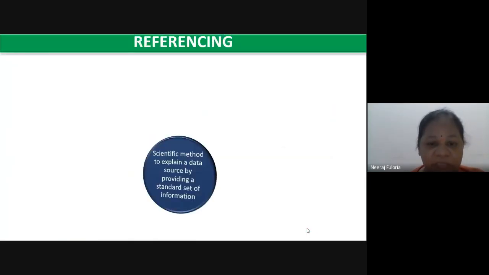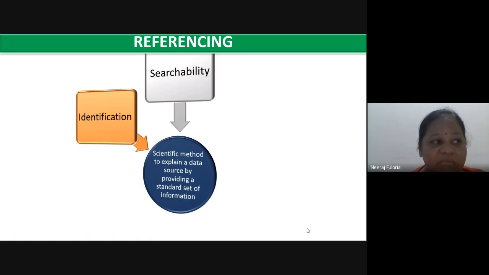What is referencing actually? Basically, it is a scientific method, because you just don't use the referencing. You need some basis to write your data, to explain your data with certain information, with a standard set of information. And what is the purpose of referencing here? For easy identification, so that we can easily search the information by using these referencing tools, and retrieval is easy.